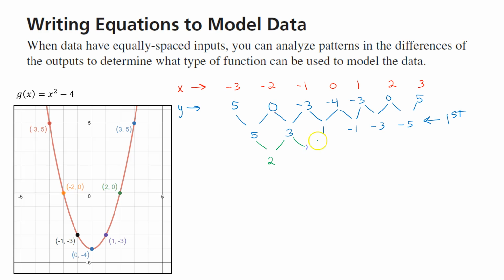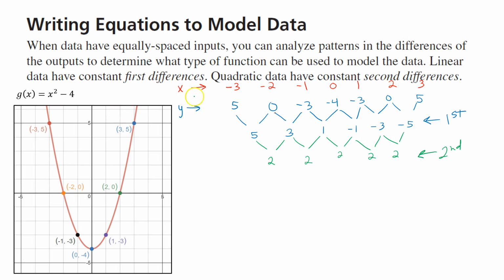3 minus 1 is 2. 1 minus -1 is 1 plus 1, which is 2. -1 plus 3 is 2. -3 plus 5 is 2. So a quadratic function has constant second differences. So linear data have constant first differences, quadratic data have constant second differences.